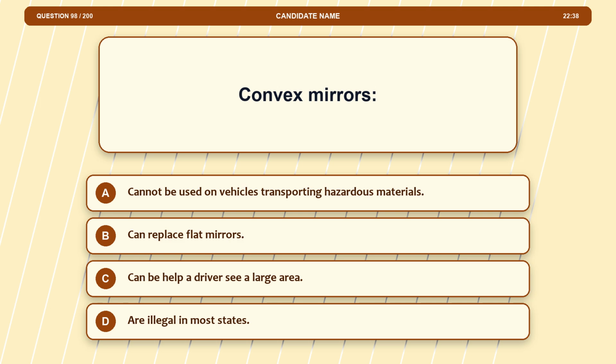Question 98. Convex mirrors. Option A cannot be used on vehicles transporting hazardous materials. Option B can replace flat mirrors. Option C can help a driver see a large area. Option D are illegal in most states.